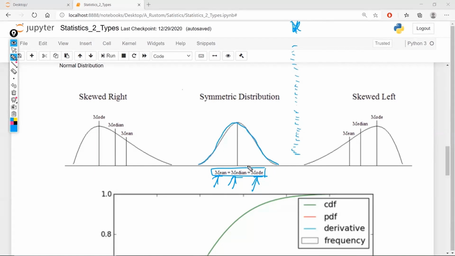We call it a bell-shaped curve. In that case, the mean, median, and mode will be equal. If that kind of situation occurs, then we call it a symmetric distribution. Right? This is one type of distribution.